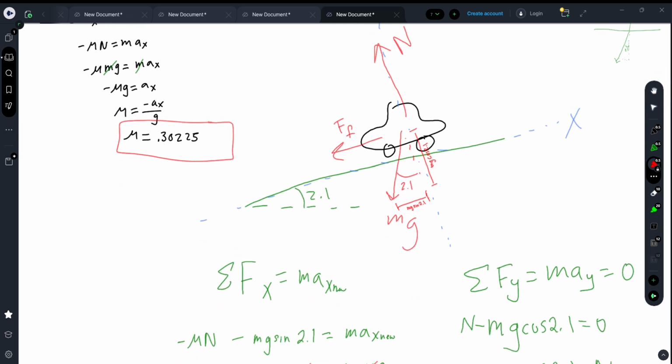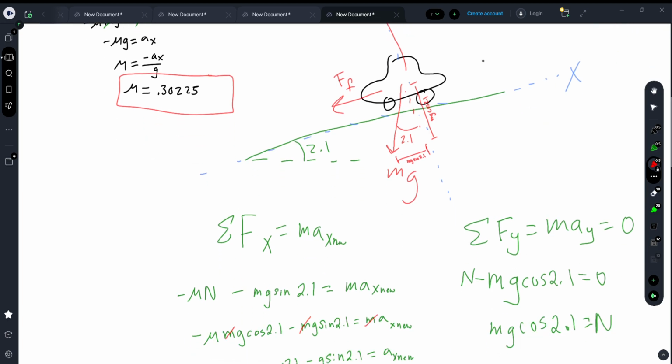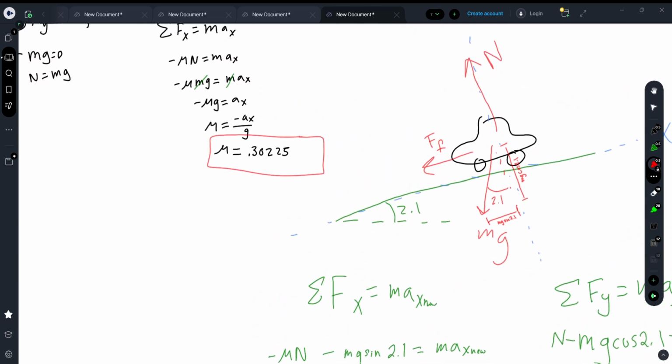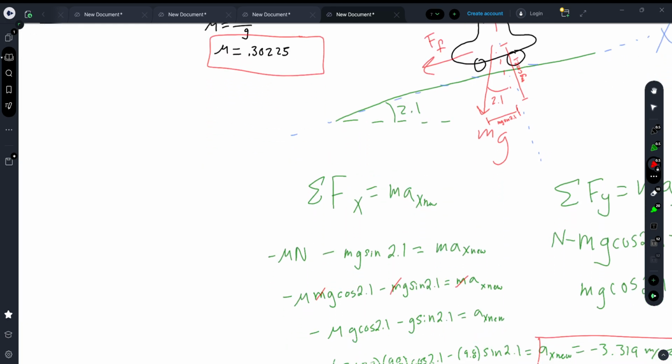So in the y direction, we just have normal force going up, and then this mg cosine going down. So then we have solved for n, which is going to be important because we're going to be using mu again. So then this frictional force is coming down, and, key thing here, mg sine is coming down.